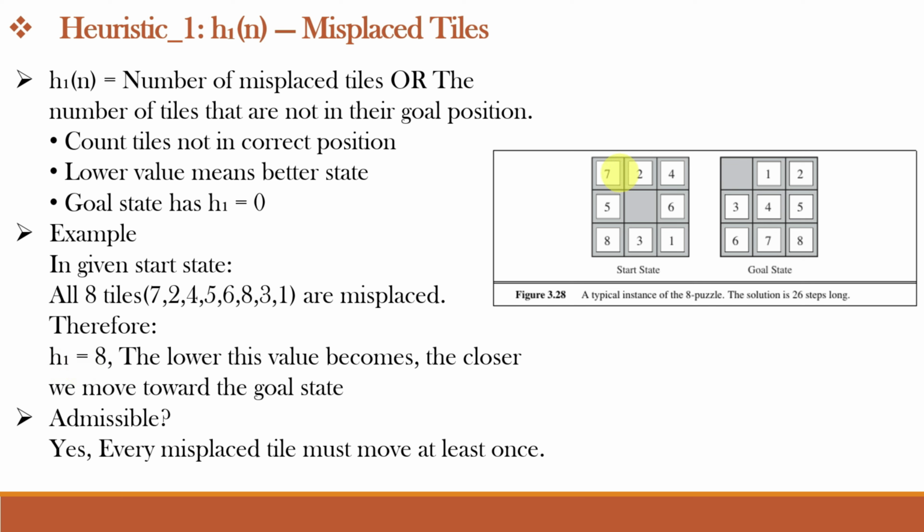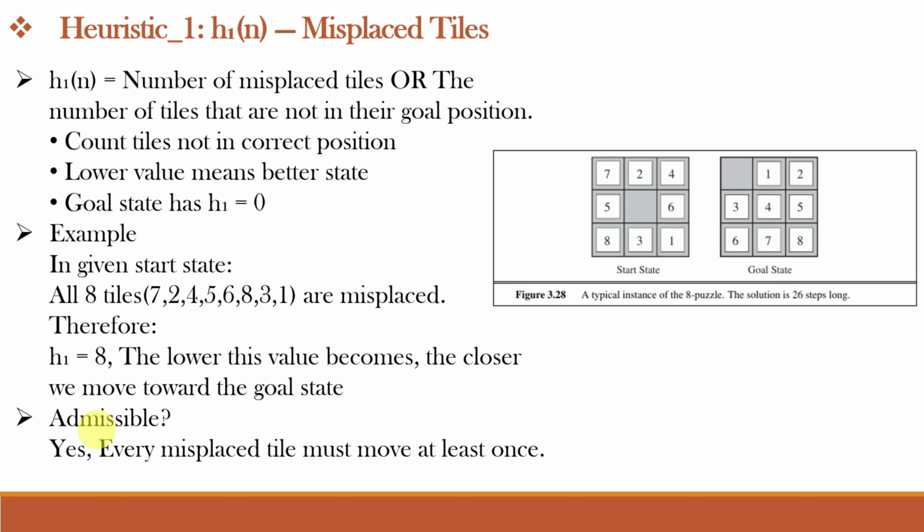Okay, why? Because these are 8 tiles, 1 to 8. The smaller the value of this h1, the closer we are to the goal state. When all the tiles reach their correct positions, the heuristic value becomes 0, which means the goal state is achieved.